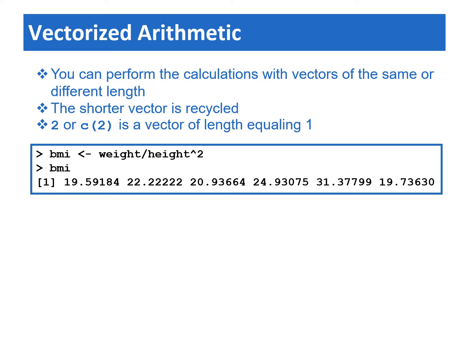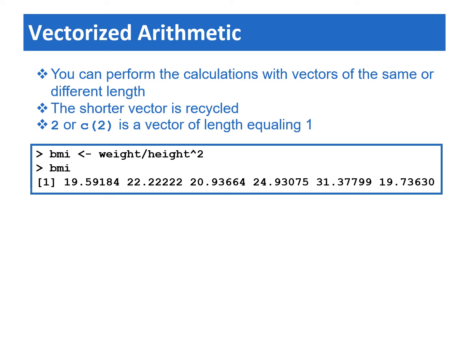It is also possible to perform calculations of vectors of different lengths. In this case, the shorter vector is recycled. For example, to calculate body mass index, or BMI, we can use weight divided by height square. To calculate BMI, the element-wise calculation is conducted. For example, the first element from the weight vector is used with the first element of the height vector.